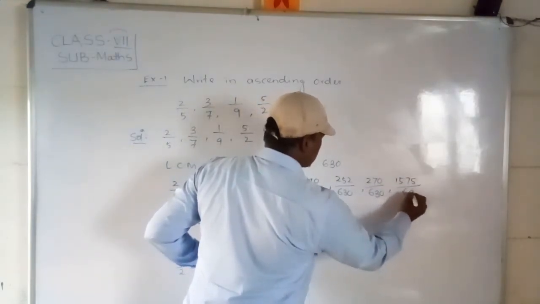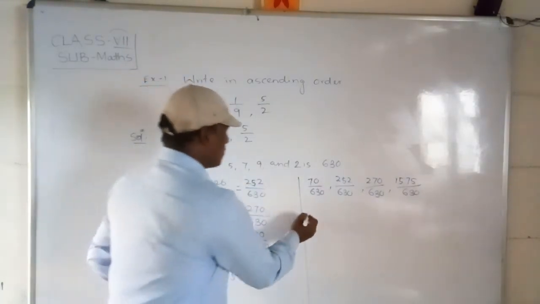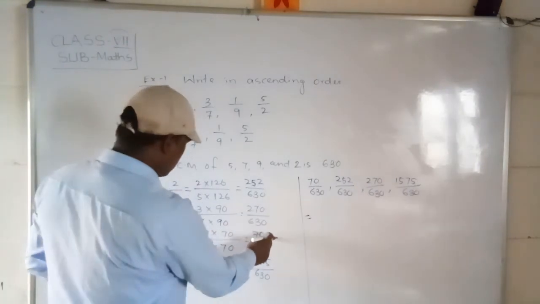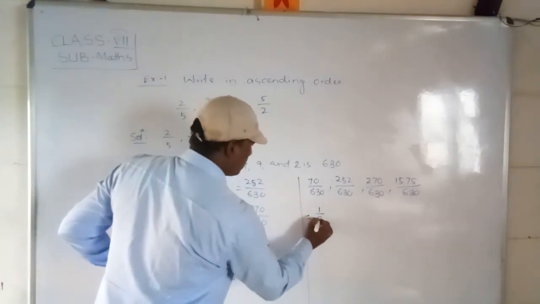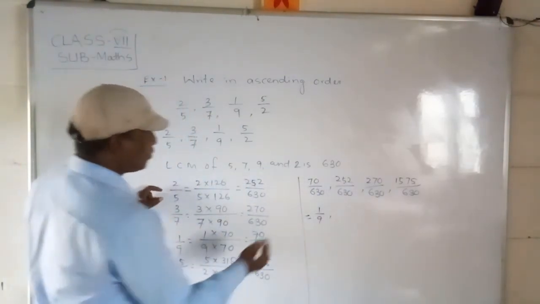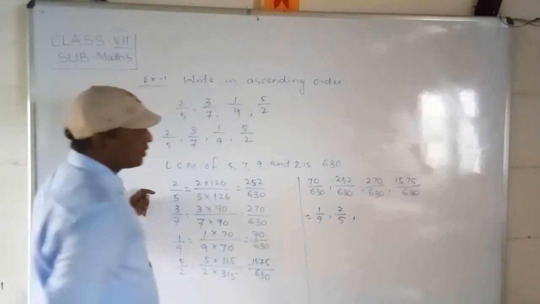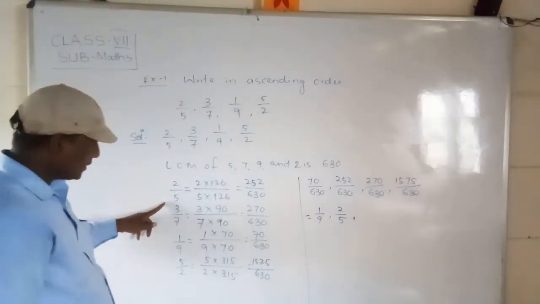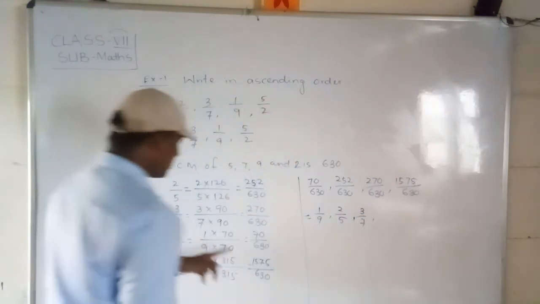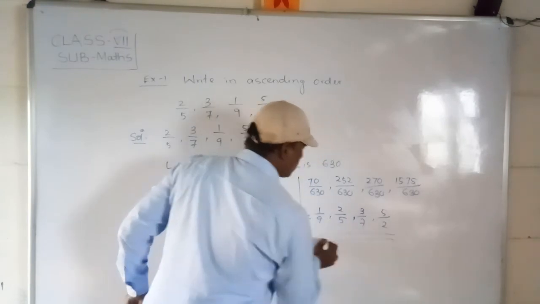Now we have to write the equivalent fractions. 70 by 630 is 1 by 9. So first 1 by 9. Next 252 by 630, its equivalent fraction is 2 by 5. Next 270 by 630, its equivalent fraction is 3 by 7. Next this one, 5 by 2. So this is your answer.